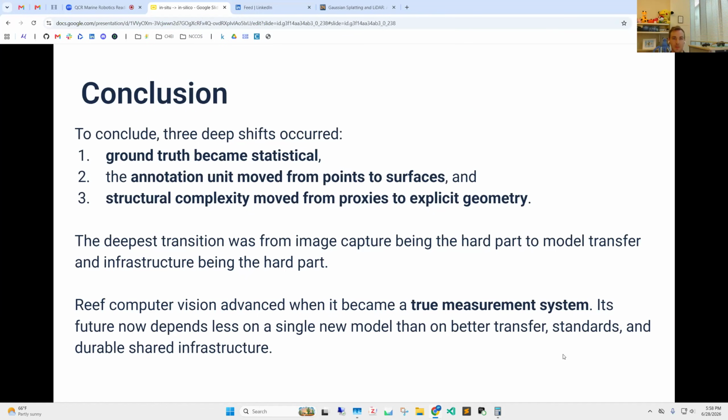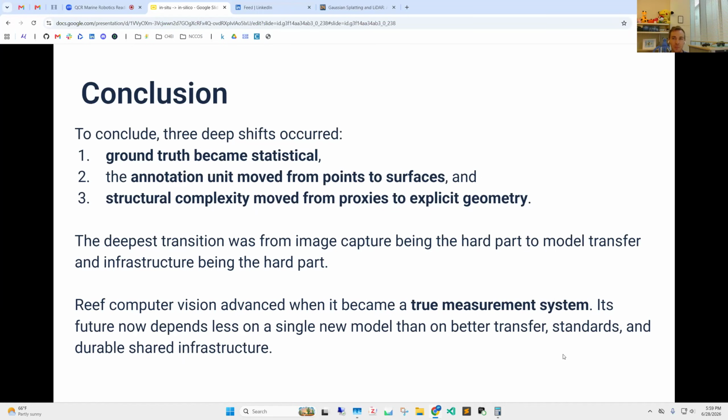And just to wrap up, three big shifts. Ground truth became statistical. Our annotation unit moved from single points to continuous surfaces, and structural complexity evolved from simple proxies to explicit geometry. But the deepest transition is that capturing underwater images is no longer a bottleneck. Now it's all about data infrastructure, data compute and storage.